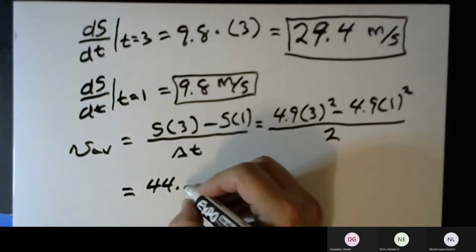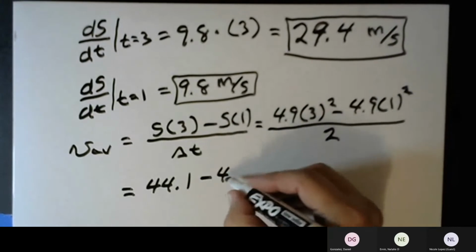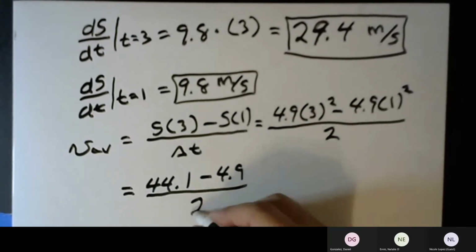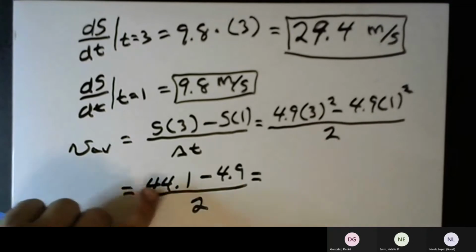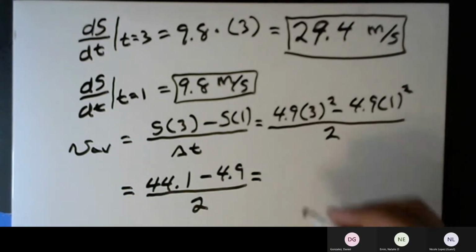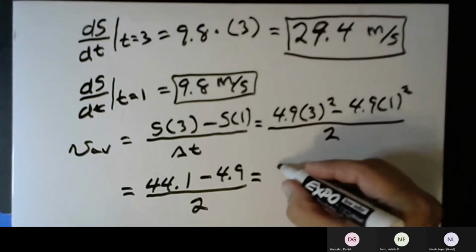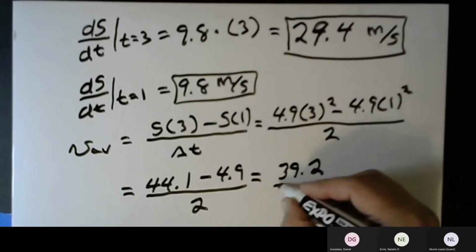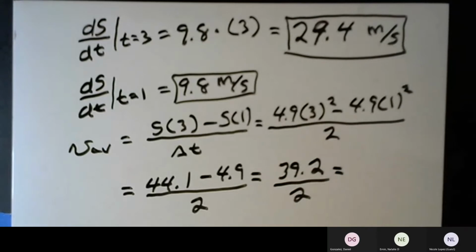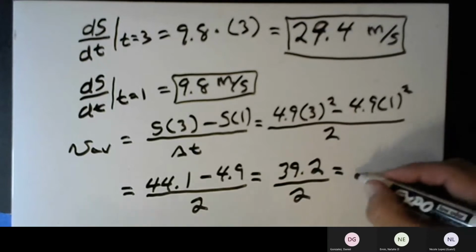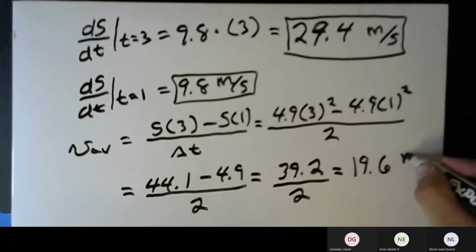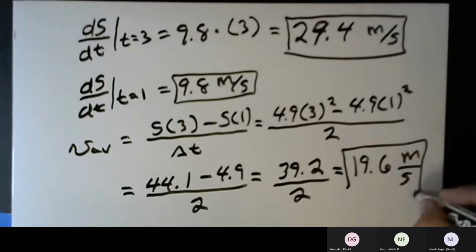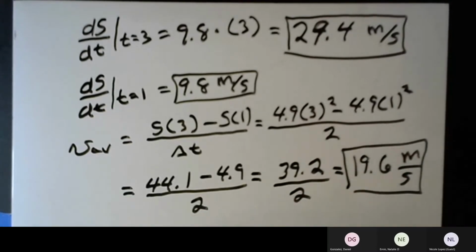So we get 44.1 minus 4.9, and we still need to divide by 2. 44.1 minus 4.9 is not enough for the average velocity. We have to divide by 2. So then we get 39.2, divide by 2. So you get 19.6. So for the average velocity, you should have 19.6 meters per second. I apologize, I accidentally forgot to divide by the 2. So any questions about that?